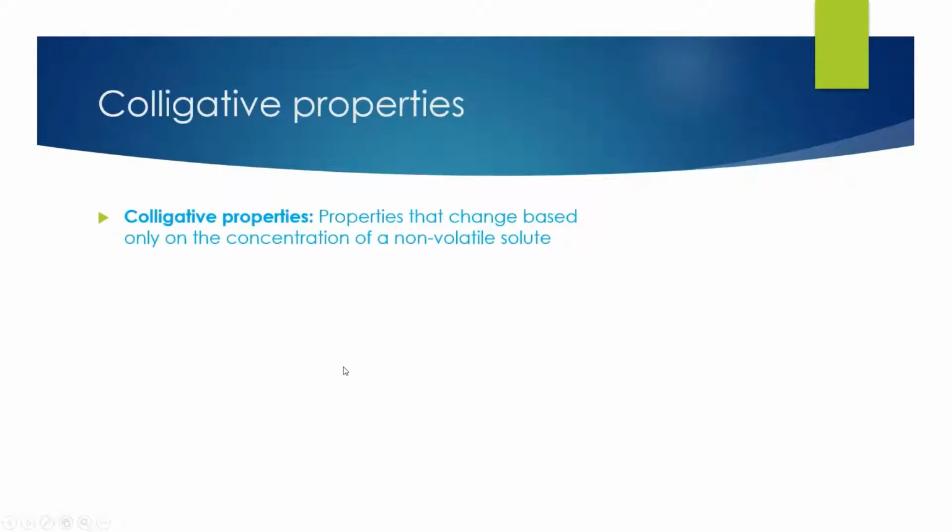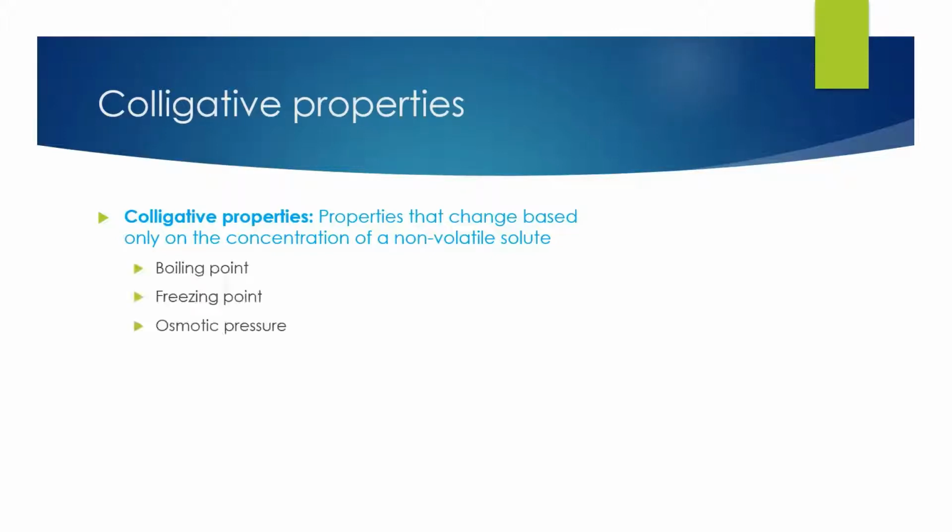So going to colligative properties, the thing that we are interested in, these colligative properties, like I mentioned at the beginning, are properties that change based only on the concentration of a non-volatile solute. So a non-volatile solute is something that does not easily escape into the gas phase. Some very common examples would be salt, sodium chloride, and also something like sugar would also be a non-volatile solute. And it doesn't matter what the identity of the non-volatile solute is for these changes in our properties.